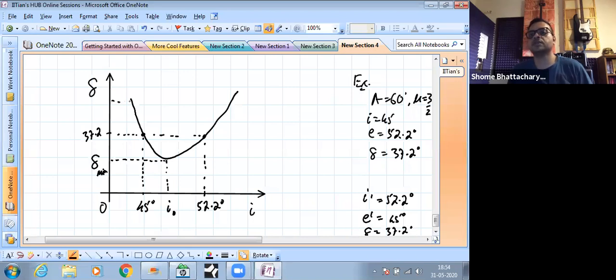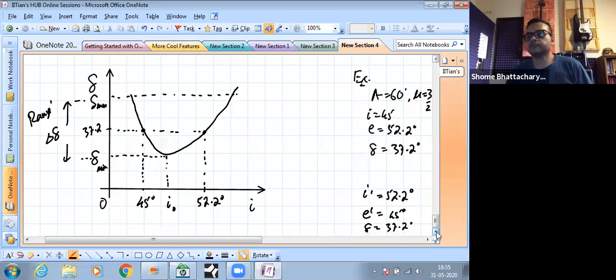And also, at a particular angle, the deviation will also become maximum. And the difference between this and this will be the range of deviation. This is the range of deviation that we can get.